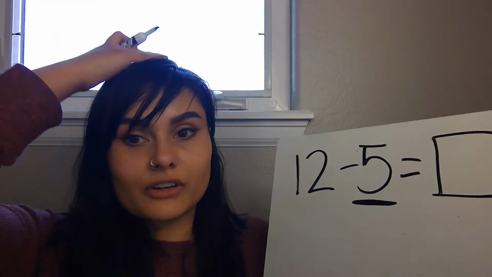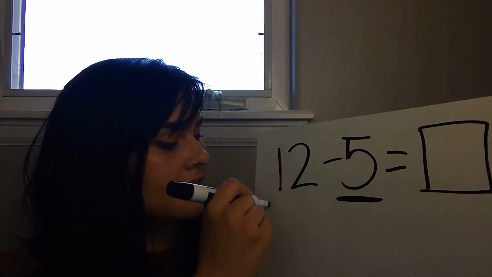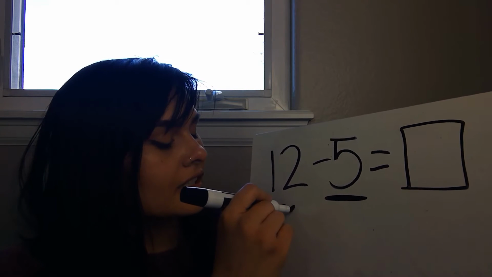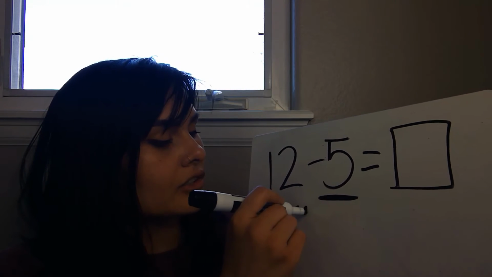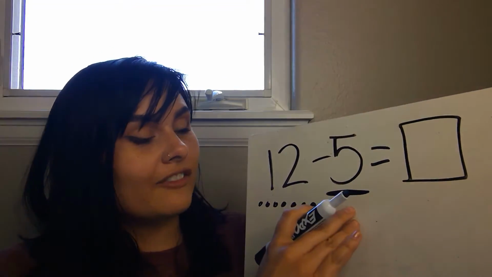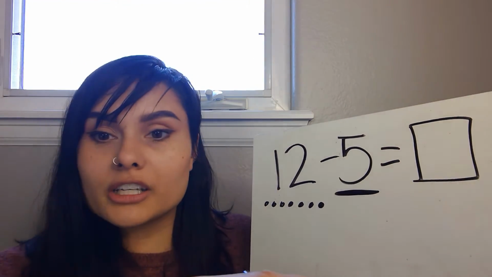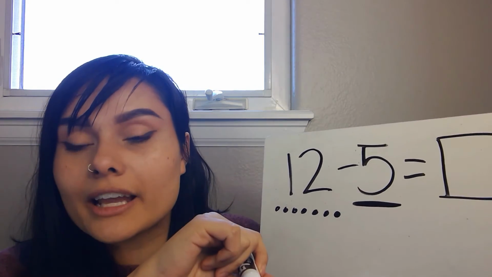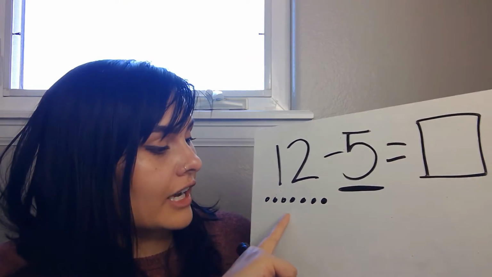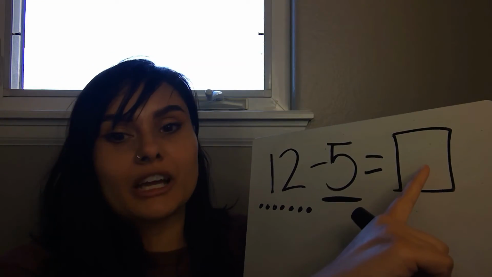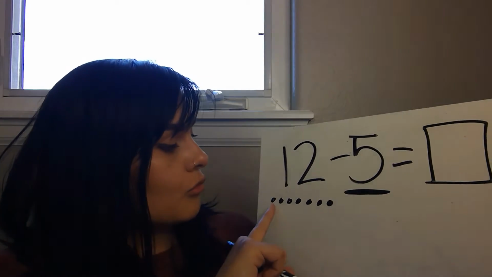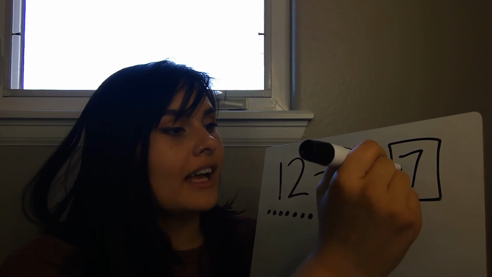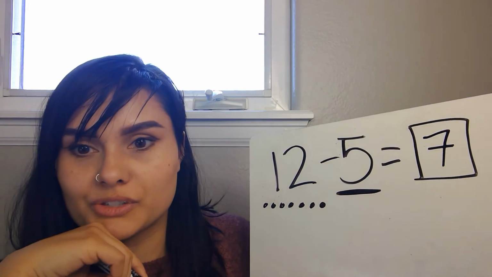Okay, so 5, 6, 7, 8, 9, 10, 11, 12. So I put 5 in my head. I counted on until I got to 12, making a circle for every number I passed until I got there. Now I'm going to count how many circles I have, because that's going to tell me my unknown difference. 1, 2, 3, 4, 5, 6, 7. I still have 7 pairs of shoes.